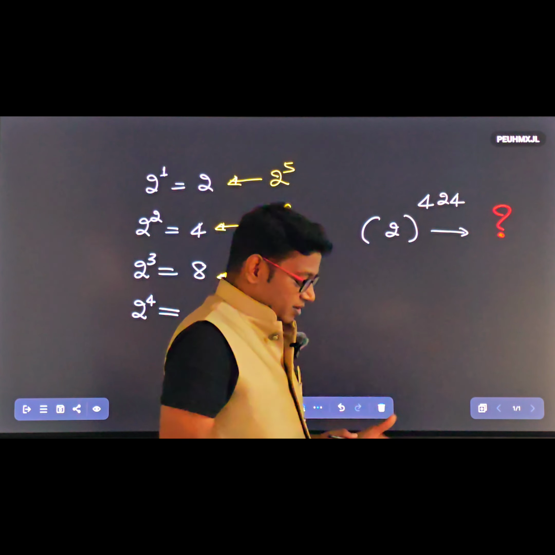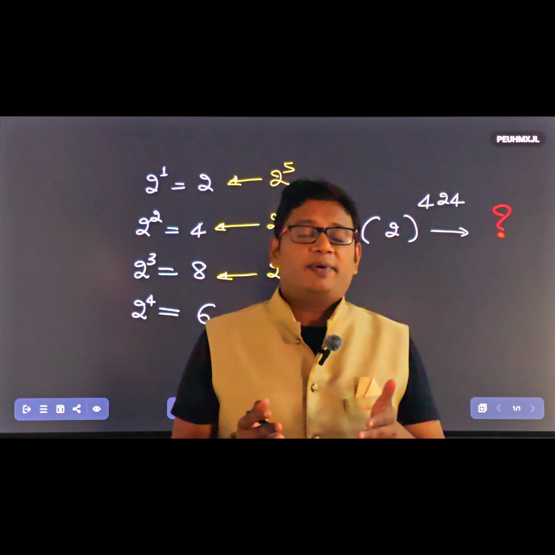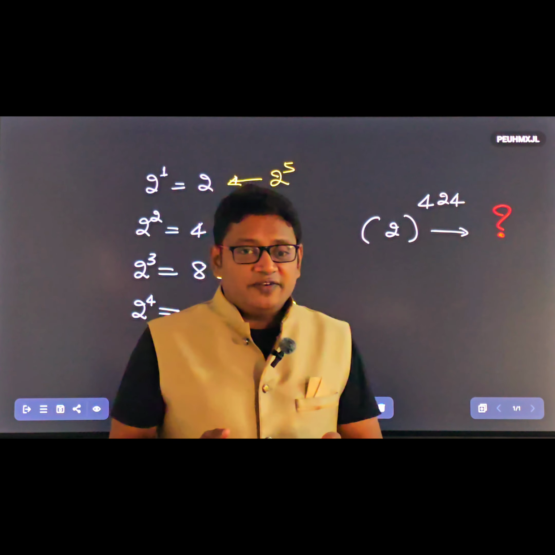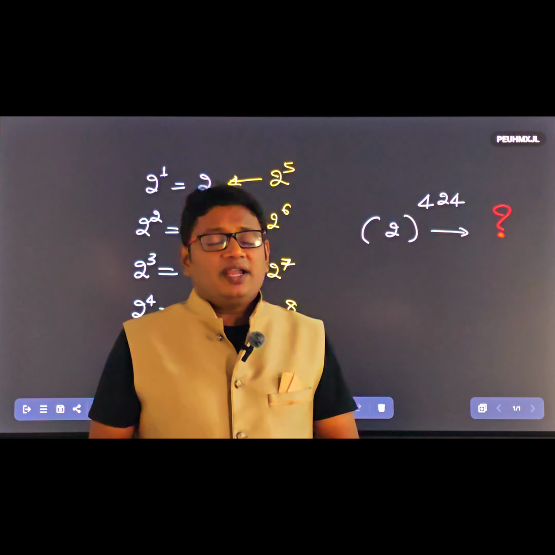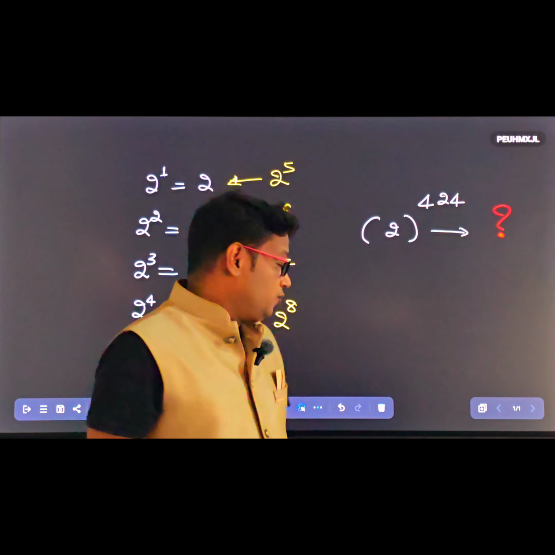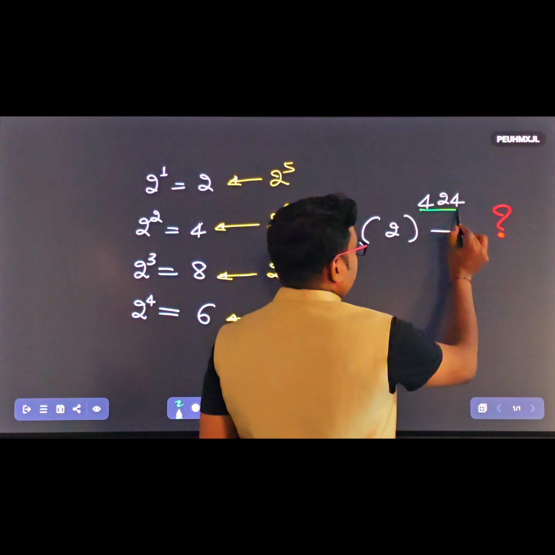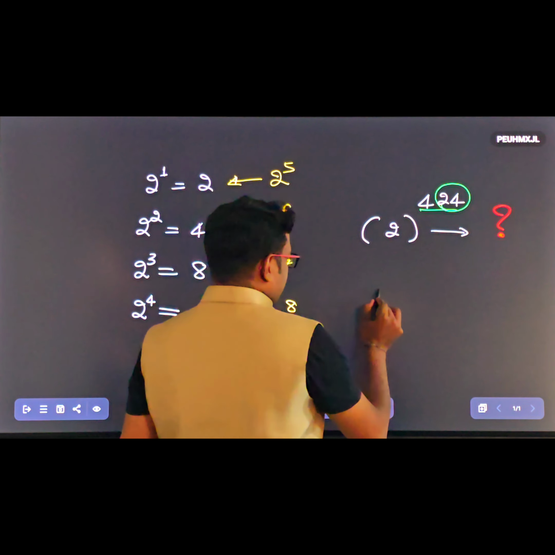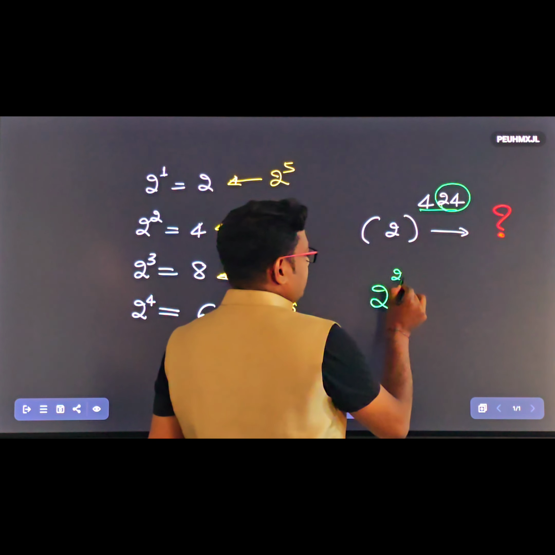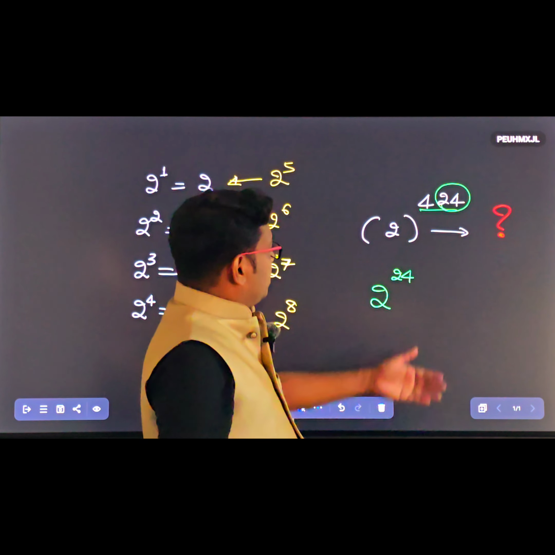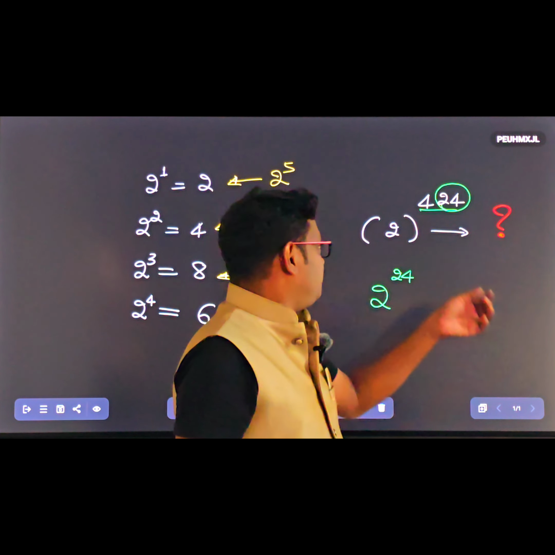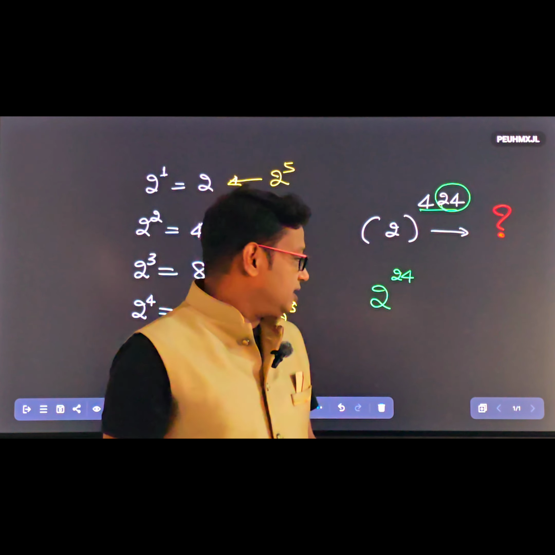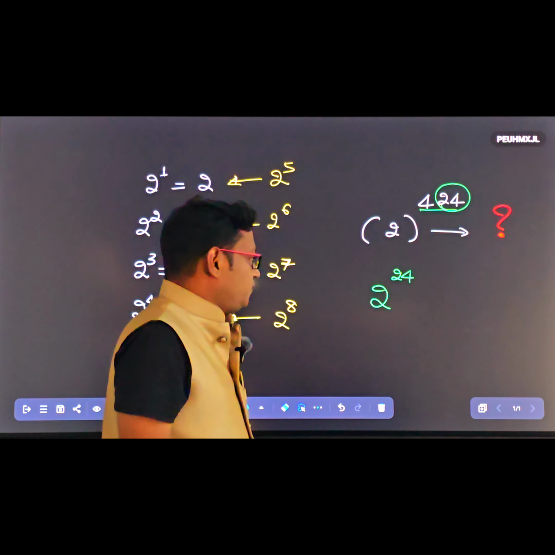Hence, whatever the power they have given, we will divide by 4. Understood? See here, 2 to the power of 424. So I will divide by 4. In order to check whether a number is divisible by 4 or not, you need not consider the entire number. Just consider the last two digits. Yes or no? Yes. See, this can be written as 2 to the power of 24. Why? Because if 24 is divisible by 4, definitely 424 is also divisible by 4. Yes or no? Yes. Therefore, we will just consider 2 to the power of 24.